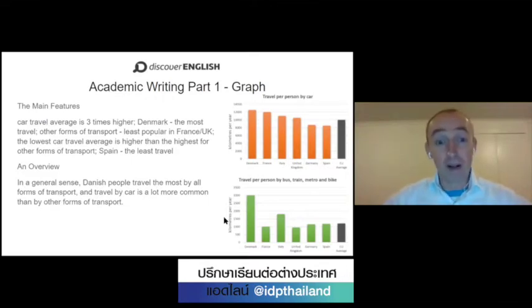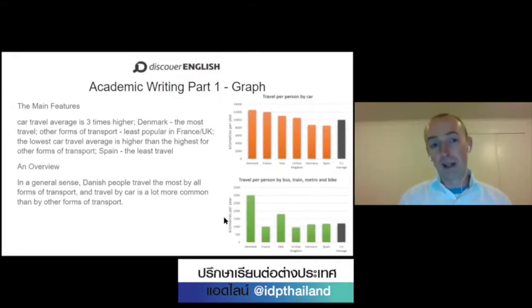It only needs to be one sentence, just like that. It doesn't need to be anything more. It doesn't need to be complicated. It needs to be simple and just a very general statement about all of the information you've got in the graphs. And that is the overview. But as I say, it's most commonly missed or not included by students when they are doing part 1 writing for the academic IELTS exam.